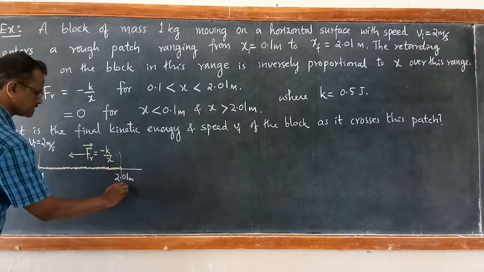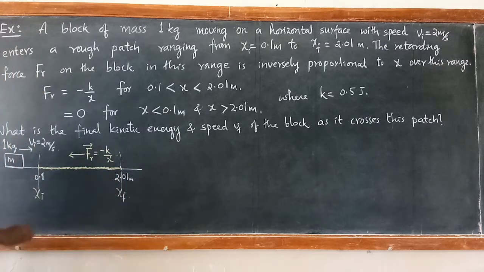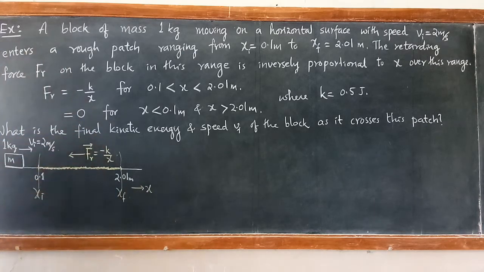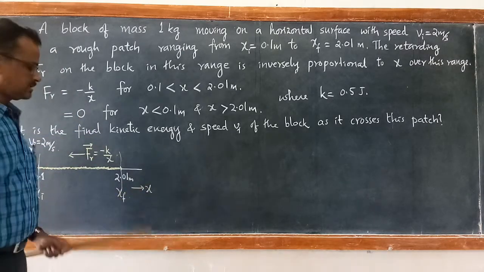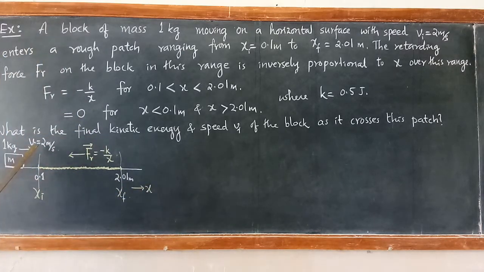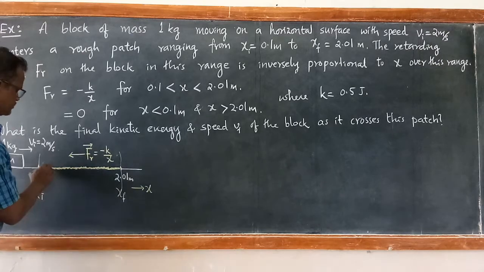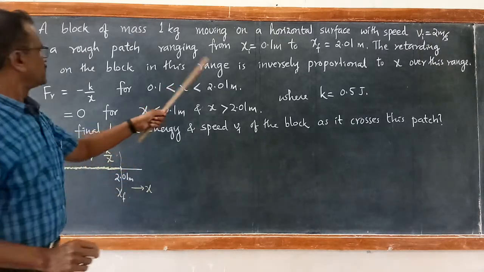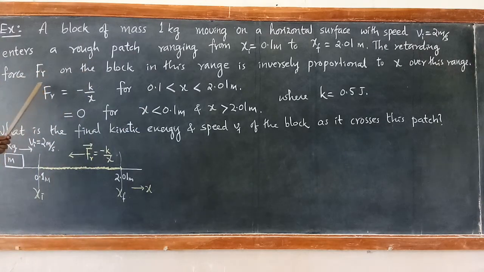And this one as xf. So this is x. You can say this is position function x. So it enters with 2 meter per second from 0.1 meter onto the rough surface. I have shown here how it is rough surface up to 2.01. In this, retarding force is acting.